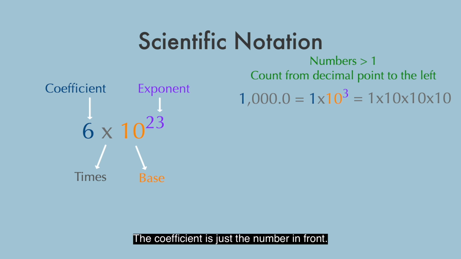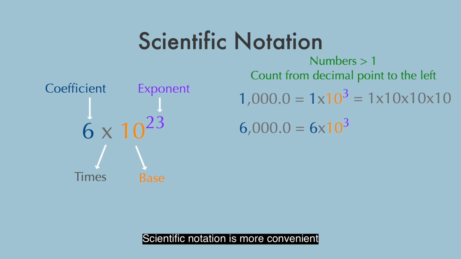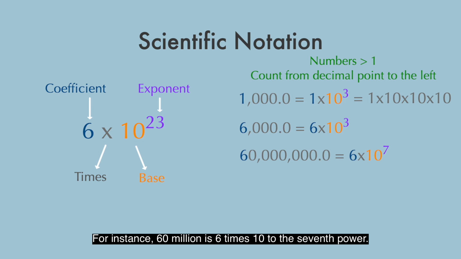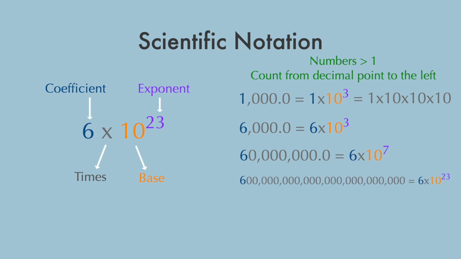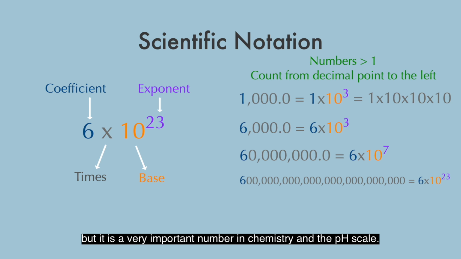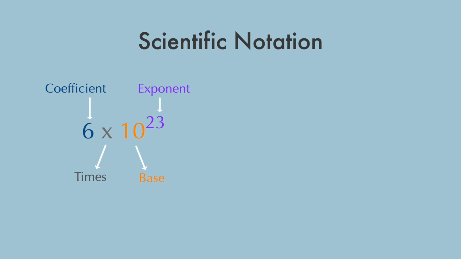The coefficient is just the number in front. For example, changing from 1000 to 6000 only changes the coefficient. Scientific notation is more convenient when you have really big or really small numbers, which often occur in science. For instance, 60 million is 6 times 10 to the 7th power. 6 times 10 to the 23rd power looks ridiculous, but it is a very important number in chemistry and the pH scale. It is called Avogadro's number.